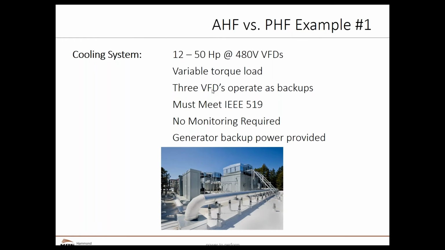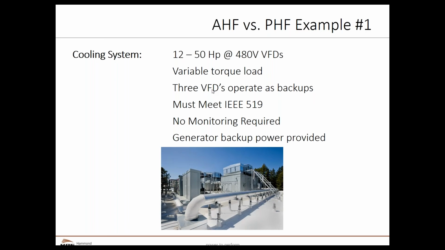Okay, so now I'm going to go through some real world type examples and try to illustrate where it might be best to choose active harmonic filters and where it might be best to choose passive harmonic filters. So in this example, we have 12 50 horsepower VFDs. Each of these VFDs run cooler units in a HVAC system. 9 of the VFDs at most operate simultaneously. 3 of the VFDs are for backup capability only.